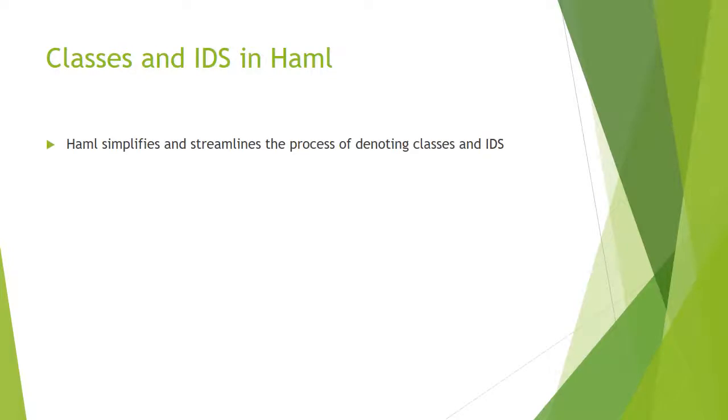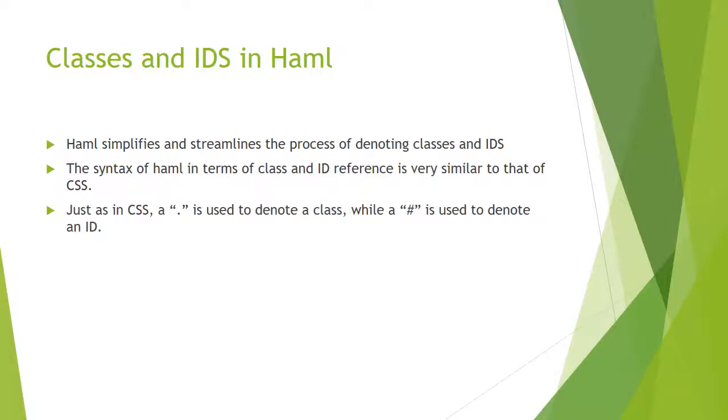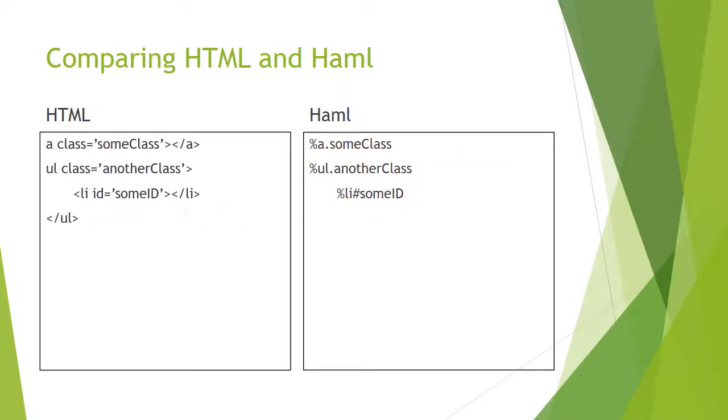HAML simplifies and streamlines the process of denoting classes and IDs. The syntax of HAML in terms of class and ID reference is very similar to that of CSS. Just as in CSS, a period is used to denote a class, while a hashtag is used to denote an ID. Here is a detailed example comparing declaring classes and IDs in HTML with classes and IDs in HAML.